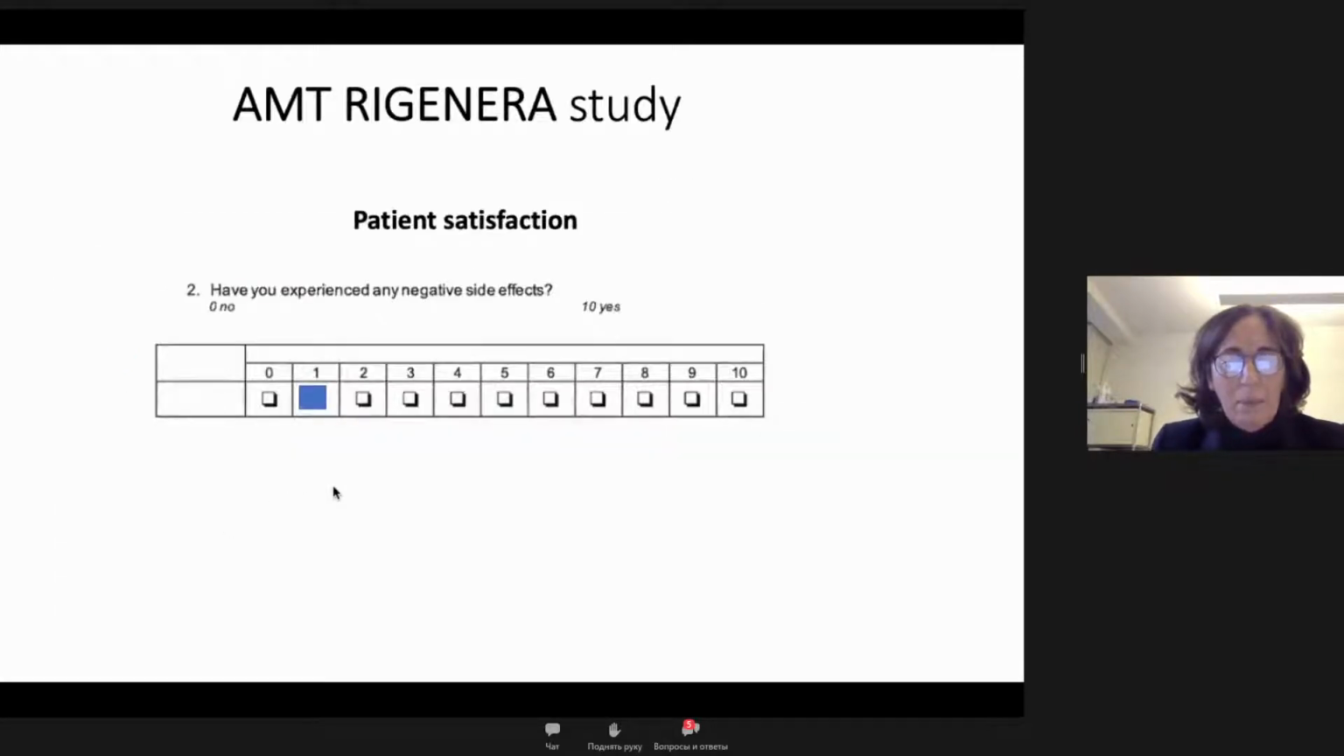And very important is that nobody experienced negative side effects with the treatment. So we can say that the treatment was very well tolerated, without any side effect.